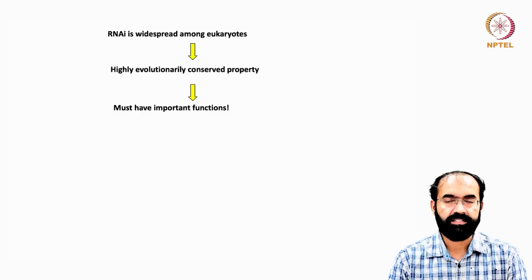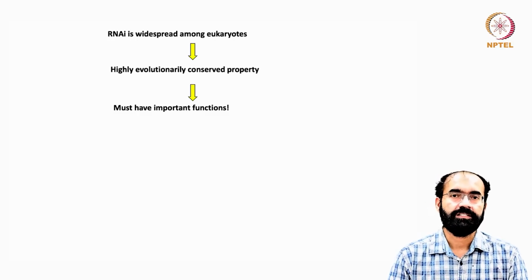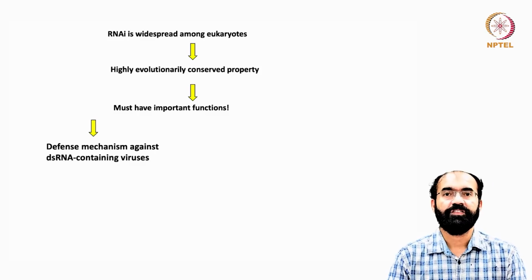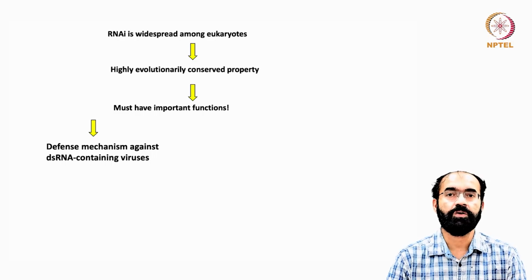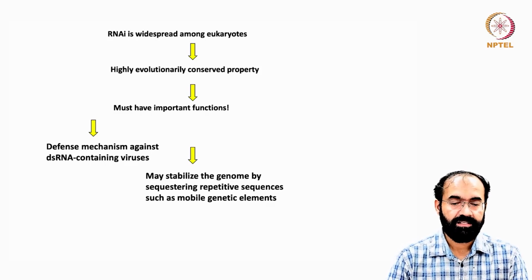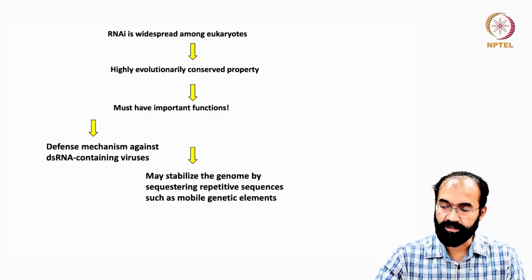So we were here in this last slide, and we mentioned three major functions undertaken by RNAi. That is, defense mechanism against double-stranded RNA containing viruses, and the majority of the viruses have RNA as their genome and double-stranded RNA as their genome. So that can be a very helpful defense, and it can stabilize the genome by sequestering the repetitive sequences such as mobile genetic elements that can create havoc in the organism's survival.